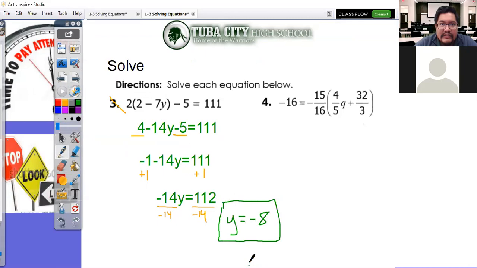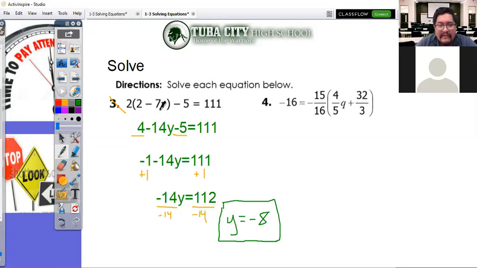Now again, the solution is what you need to put in there to make it work. So if I were to plug in negative 8 here for y, it should work out. And in fact, let's go ahead and test it. And this is how you check any problem for its solution. So negative 8 and negative 7, put them together, you get 56, positive 56, because negative times negative is positive.